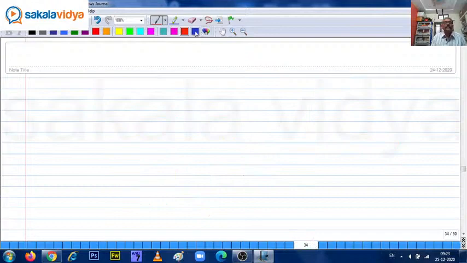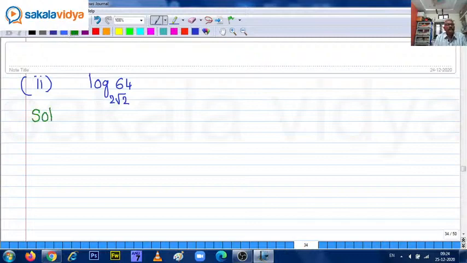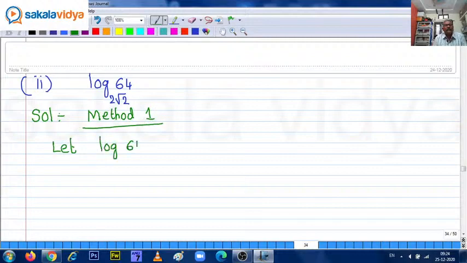Now the second problem. Don't worry, I will explain the second problem. Log 64 to the base 2 root 2. Okay, first I will do method number 1. Solution. Method 1. Let us say log 64 to the base 2 root 2 equals x.